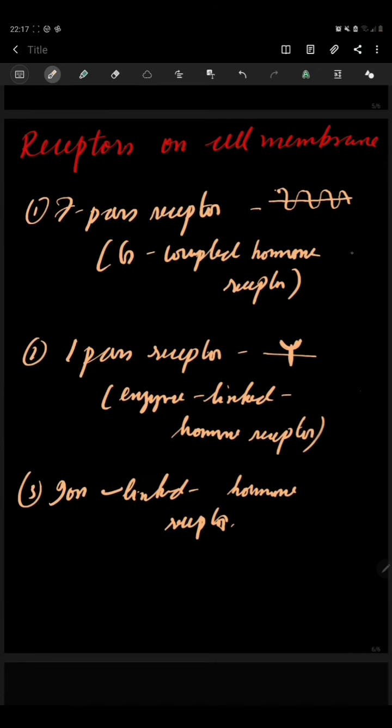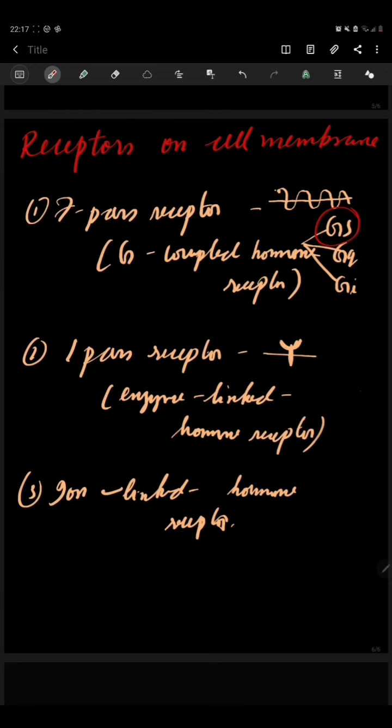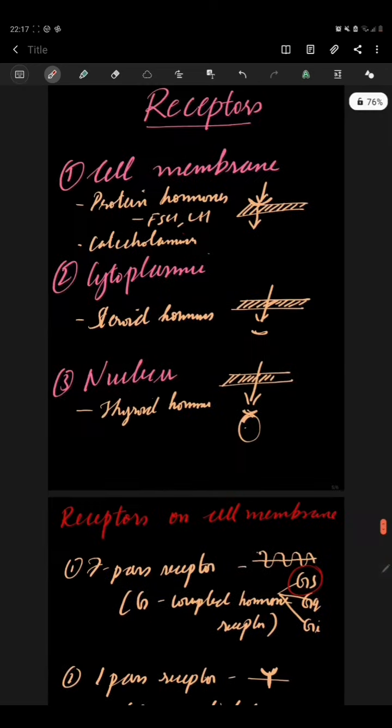Today, as I mentioned, I'll be talking only about G-coupled hormone receptor, and in that I'll be talking only about the GS stimulatory. We have GS, GQ and G inhibitory. Today I'll be dealing only with the GS pathway.